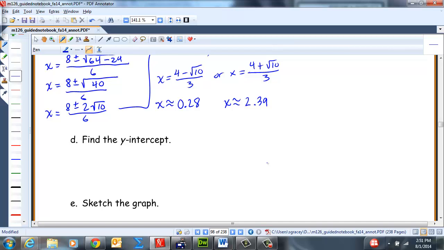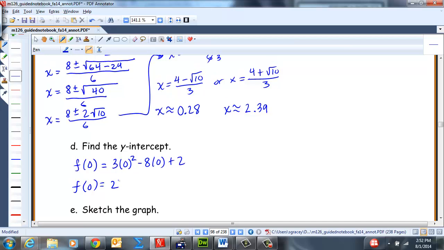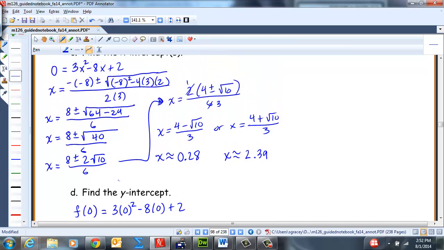Okay, so find the y-intercept. The y-intercept is when you evaluate your function at 0. So our function evaluated at 0 is 3 times 0 squared minus 8 times 0 plus 2. And you see that f at 0 will just be 2. And now we just sketch the graph now that we did all the prep work.